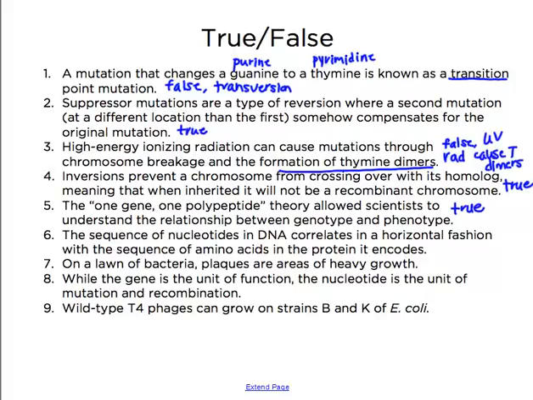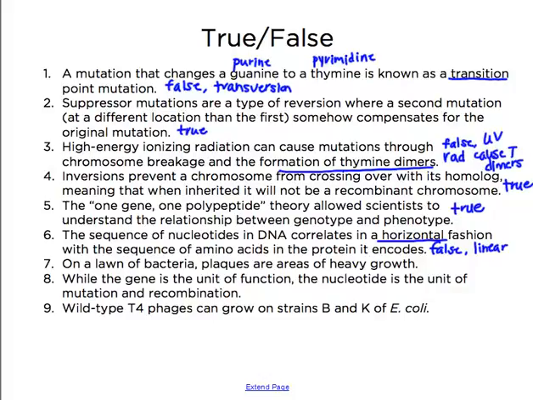For statement 6, it says the sequence of nucleotides in DNA correlates in a horizontal fashion with the sequence of amino acids in the protein it encodes. So this is very slight wording, but it actually is false. And that's because it says horizontal fashion. We know that the sequence of nucleotides in DNA correlates in a linear fashion with the sequence of amino acids.